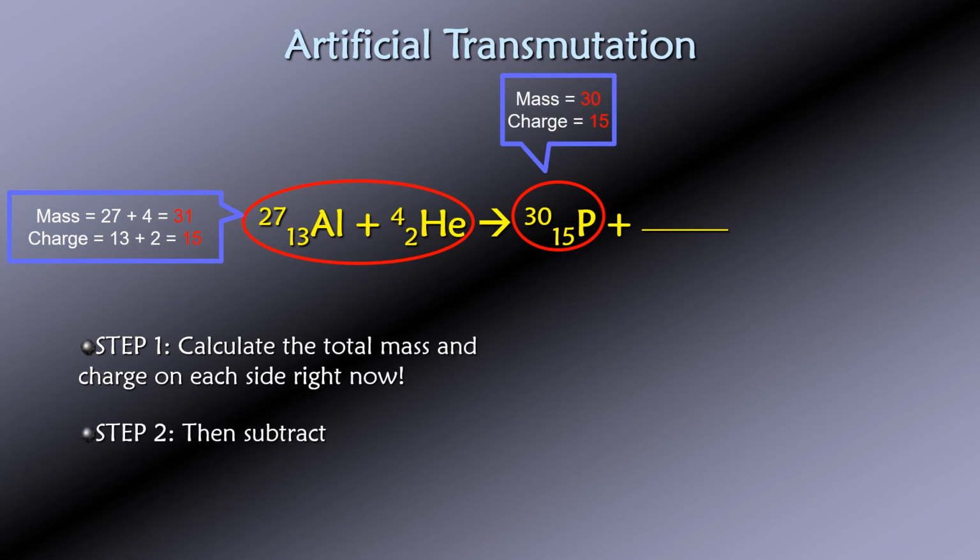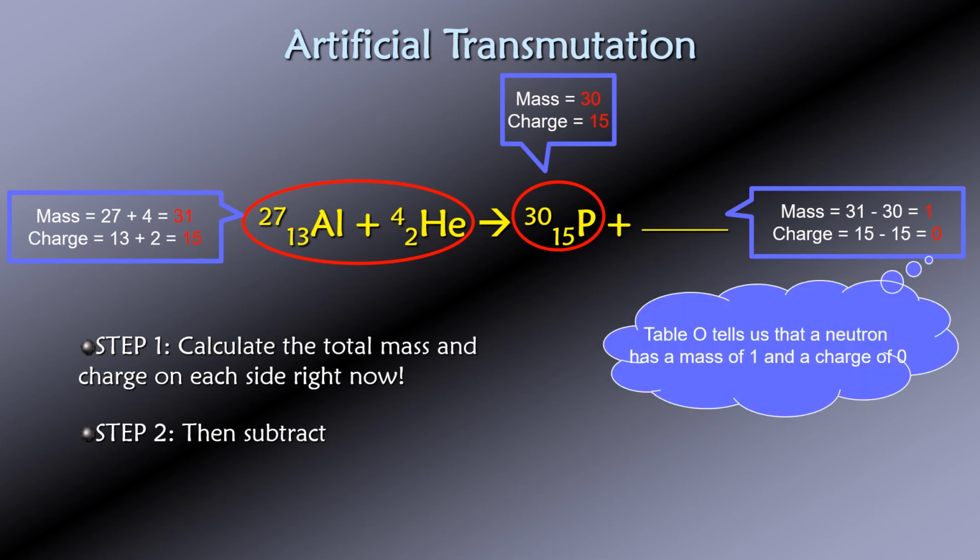Now we can go ahead and do step number 2, which will be subtraction. So 31 minus 30 will have a mass of 1, and then 15 minus 15 will have a charge of 0. Okay, so now because we are already given the elements, we can guess that this missing product should be a decay product. So we can go to table O and look for a decay product that has a mass of 1 and a charge of 0. And that turns out to be a neutron. And that's your answer.